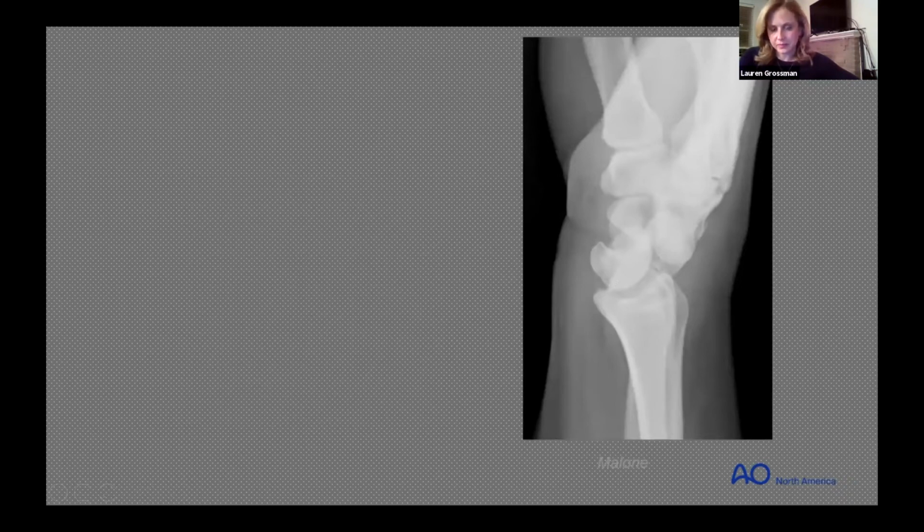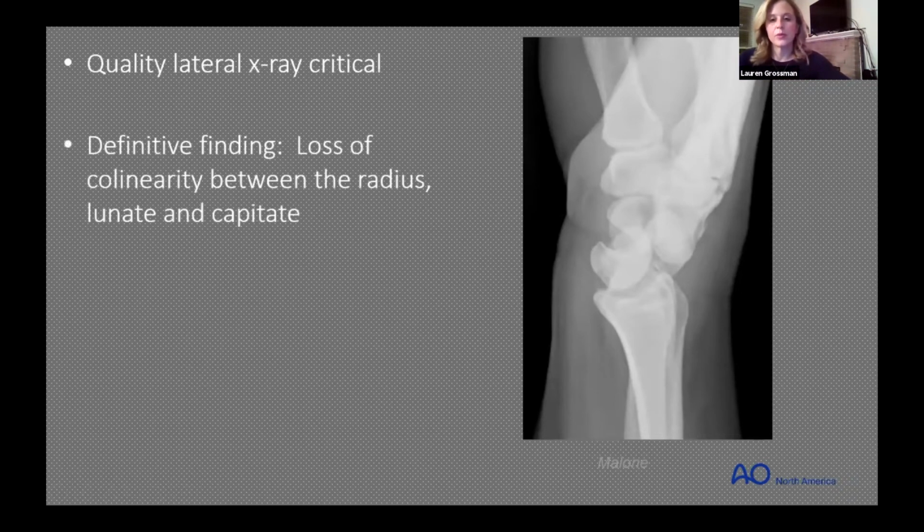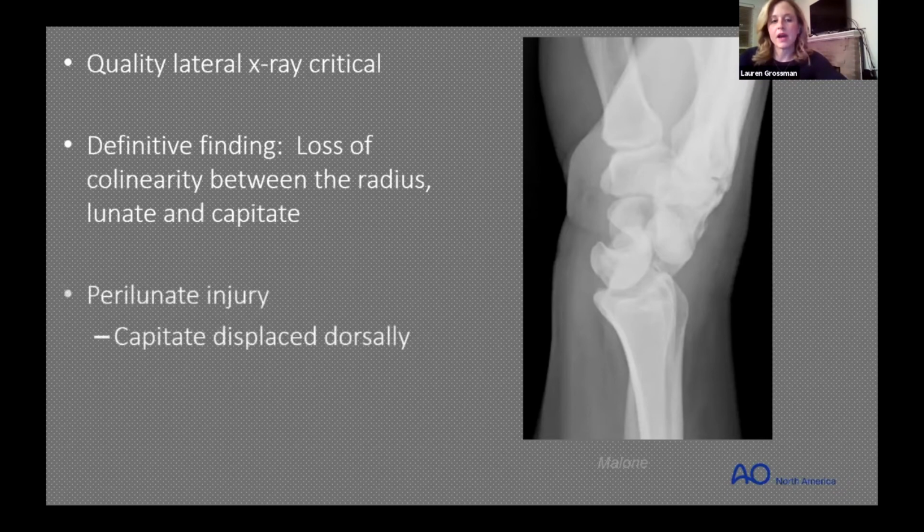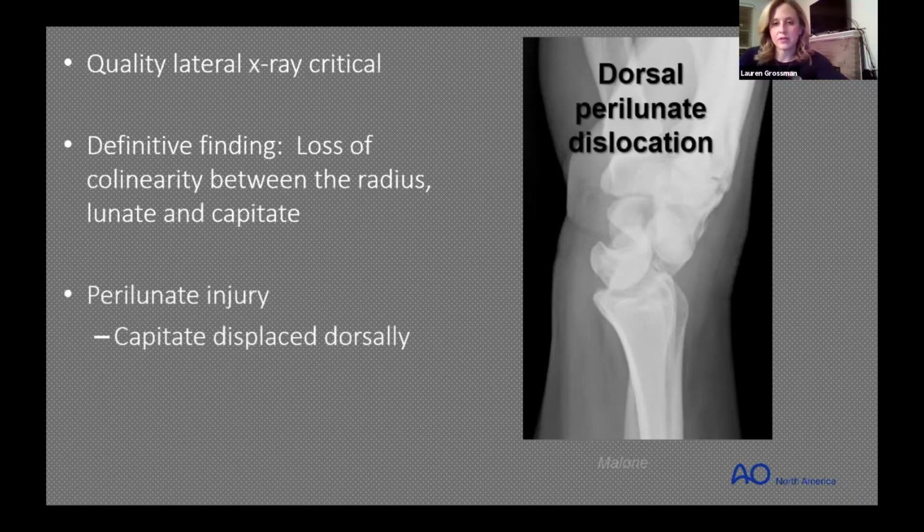And here on the lateral, again, the lateral x-ray is critical. So you see here the carpus is completely dislocated from the radius and the lunate dorsally. So again, you see the loss of the collinearity between the radius, the lunate, and the capitate, which was in that prior x-ray. And in your perilunate injury, your capitate is dorsally displaced, as you see right here.